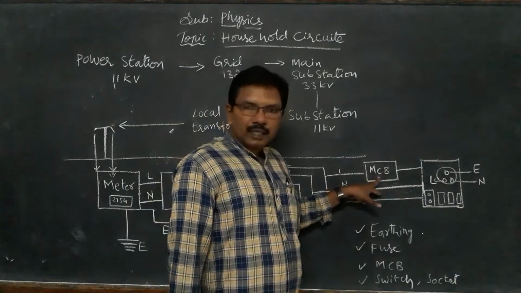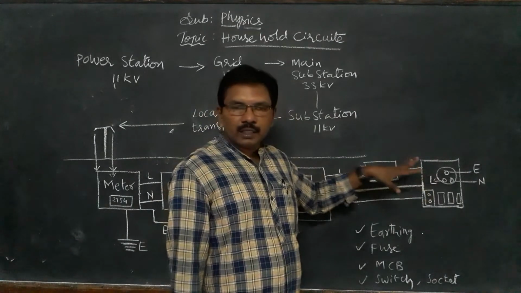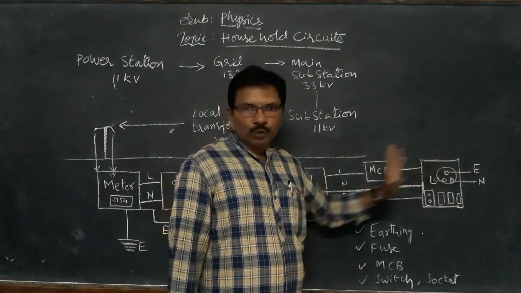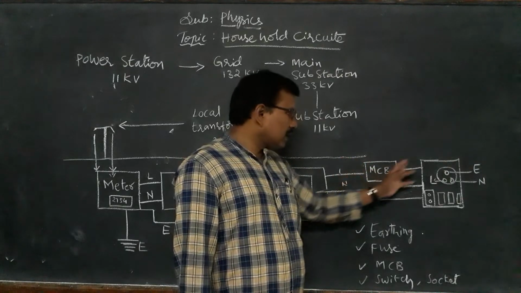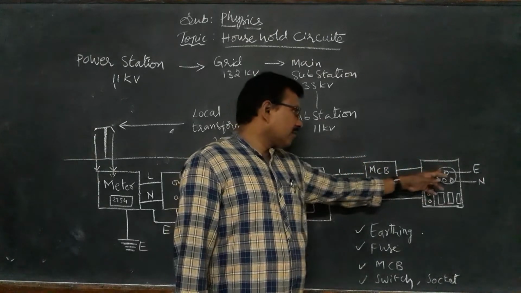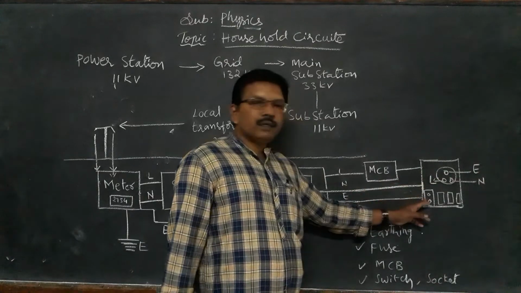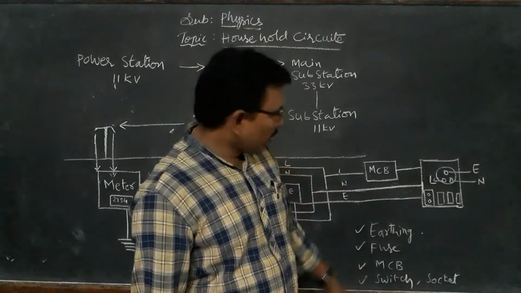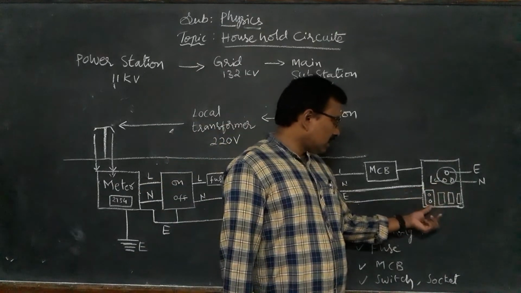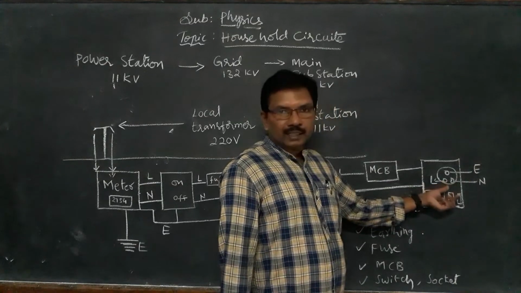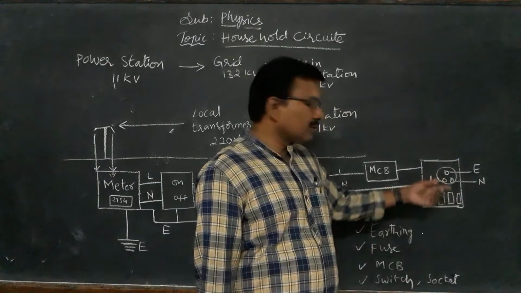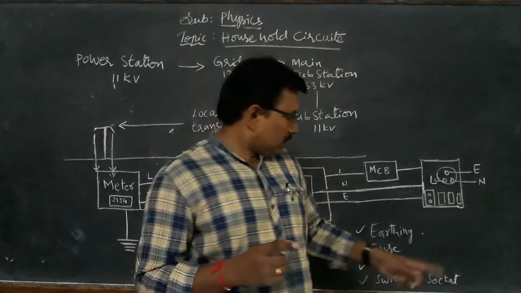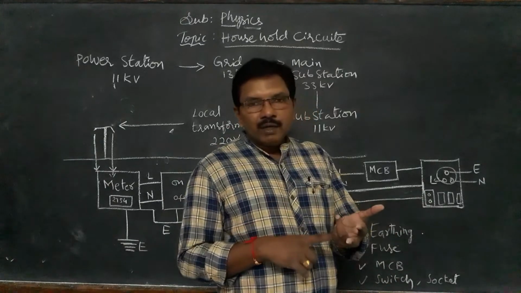As I already told, if anything goes wrong or there is an overload, it will switch off immediately. Then the connection to the room will stop. If there is no problem, the live wire will continue through the MCB, with the neutral wire and earth wire, to each room. In each room there is a switchboard. See the sockets: two-hole sockets and three-hole sockets. Three-hole sockets are used for live, neutral and earth wires. Two-hole sockets are used only for live and neutral.